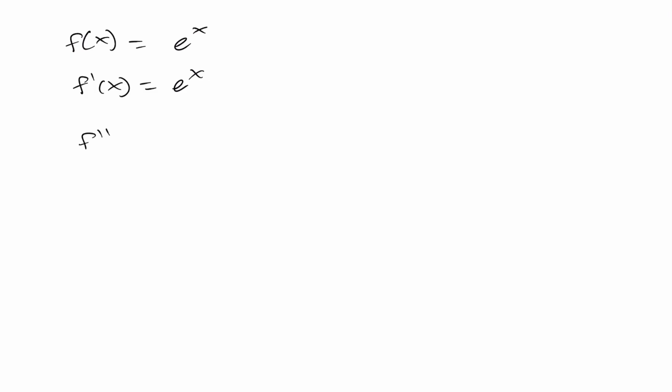And f double prime of x is also going to be equal to e to the x. And as you might guess, we can just keep going down and down and down, and it's always going to be equal to e to the x, because the derivative of e to the x is simply e to the x. And we're going to stop there for today.